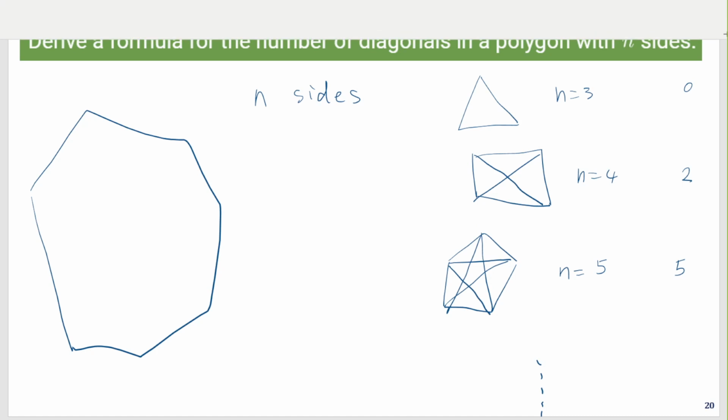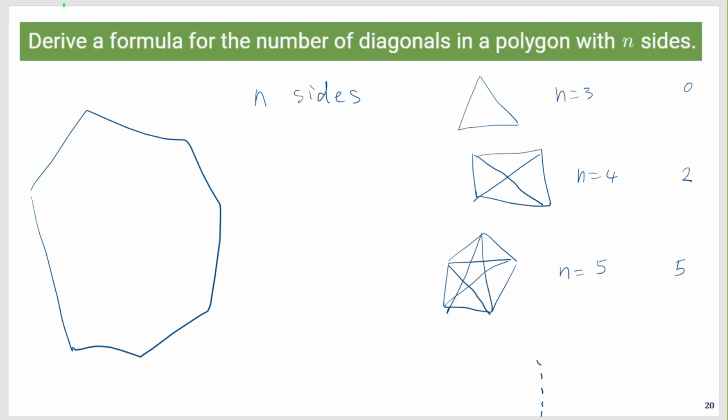Well, let's have a look at the solution together. First we could consider a single vertex A, right? A is connected to two other vertices by sides. That leaves us n minus 3 vertices to which A can be connected by diagonals, right? So from one point A we have n minus 3 diagonals. Since there are n vertices and each can be connected to n minus 3 others by diagonals, there appear to be n times (n minus 3) diagonals, right?